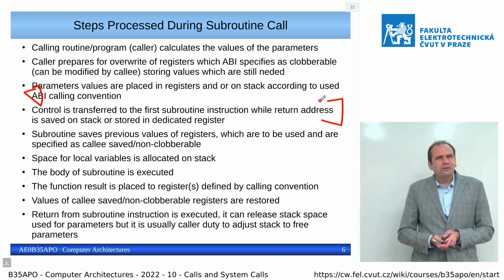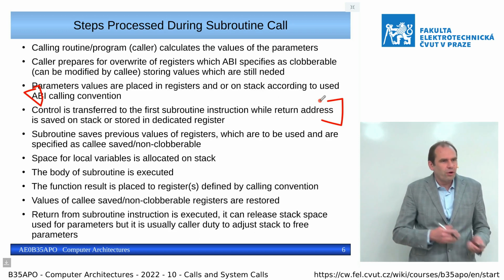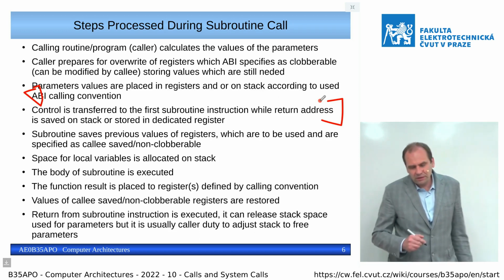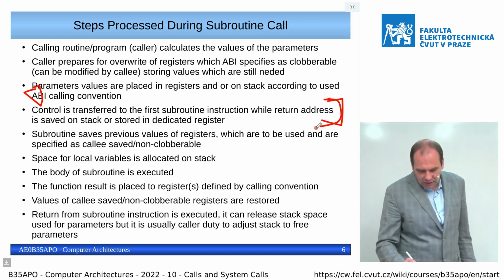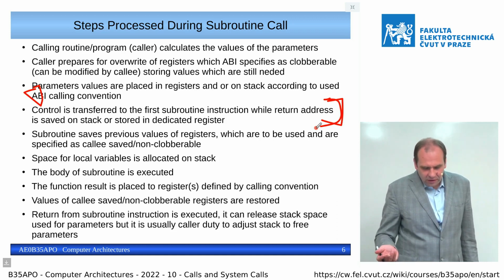Why do we want to have subroutines at all? One option is that we want to use the same functionality from more places. So it is one of the reasons. Another one is that the function can be provided by someone else and so on.